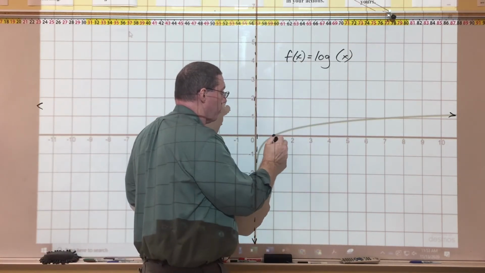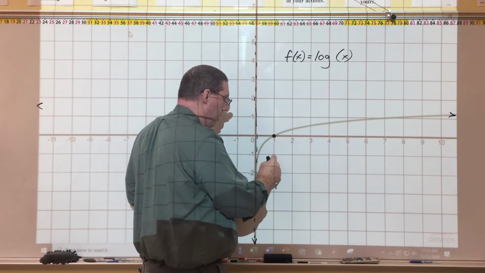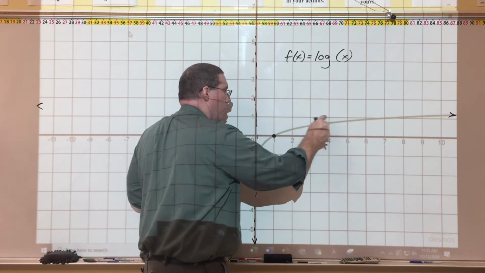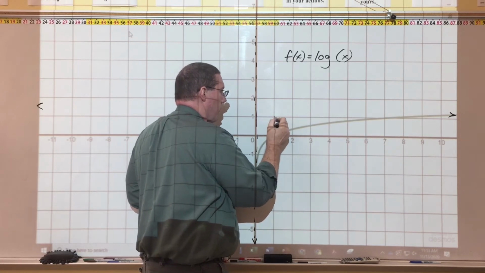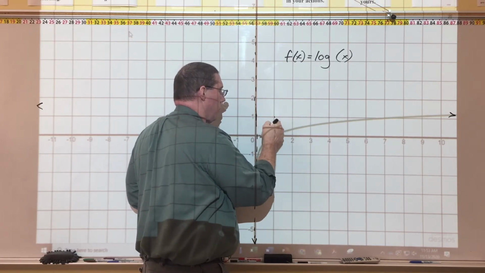So from this point right here, we're going to go either 1 unit up or 1 unit down. We're going to go 1 unit up because we want to go to where it's between the curve and the asymptote. And then we want to go over to the asymptote, left.